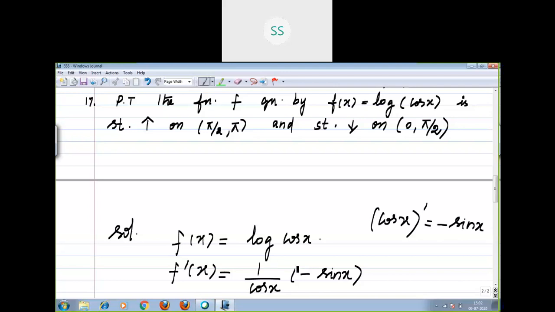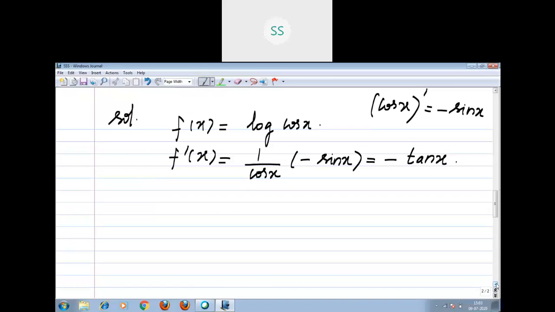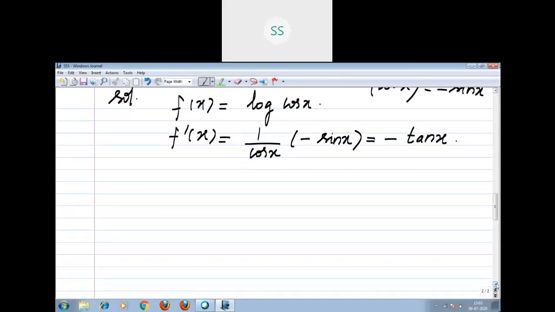So what can you arrive? Sin by cos, you know very well, that is tan, minus tan x. See here in the first quadrant, tan is positive, but the derivative has minus tan x. What is the derivative? Minus tan x.